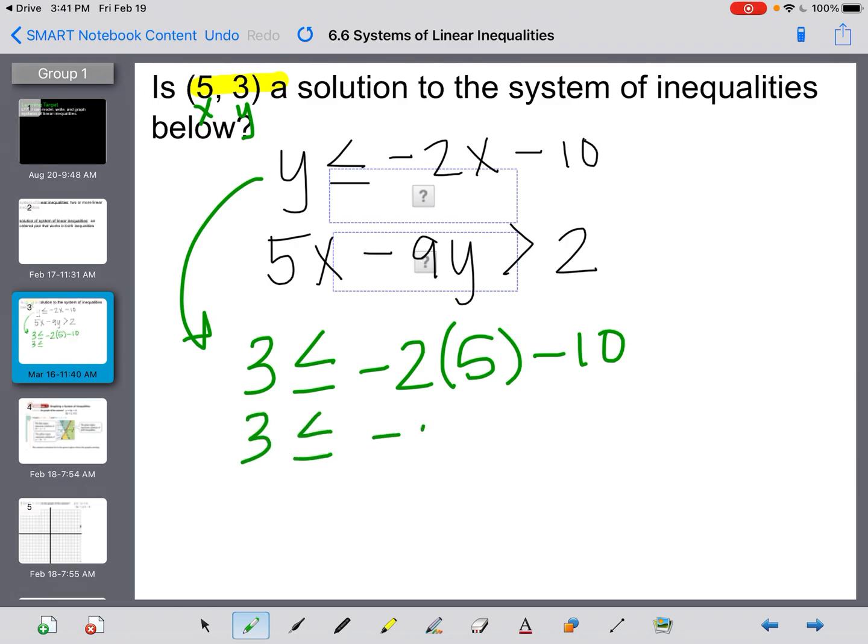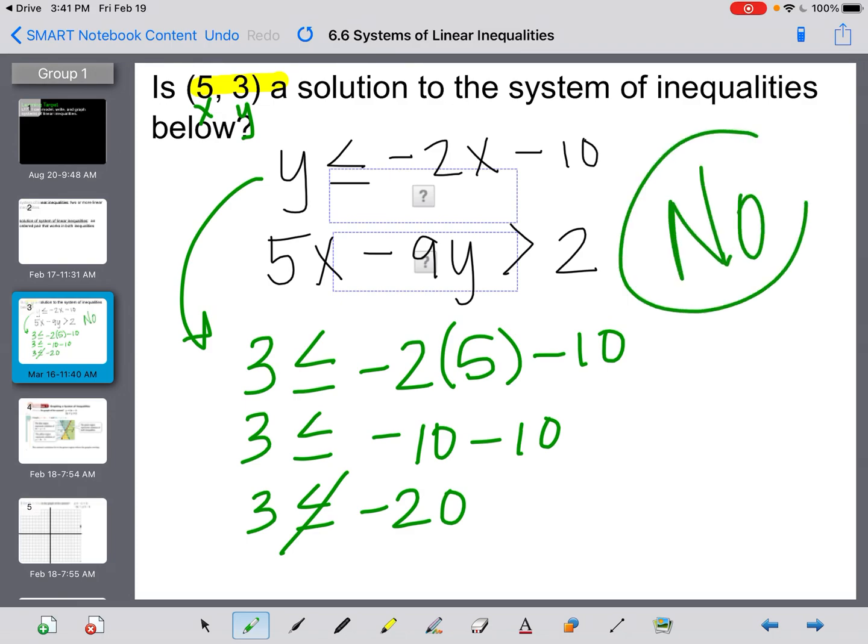3 is less than or equal to negative 10 minus 10, so 3 is less than or equal to negative 20. Because that is not true, that means it doesn't work for one, so it can't work for both. So automatically this one is no. That one is not a solution.